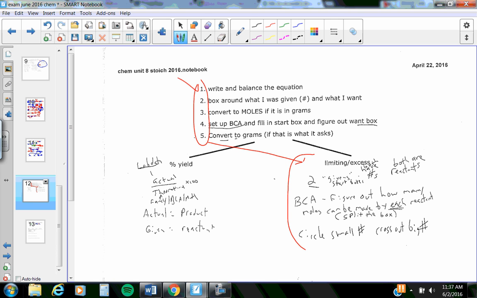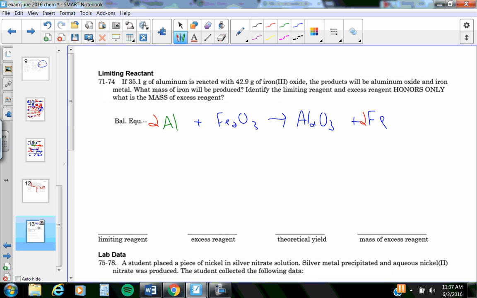Next thing is, what do I want to know? What was I given, and what do I want to know? Limiting excess reagent has a little bit of extra notes. There's going to be 2 givens. There's going to be 2 start boxes. They both will have numbers, and they both will be reactants. So when I start reading this, I know that aluminum is going to be important. Put a box there. And iron 3 oxide is going to be important. Put a box there.